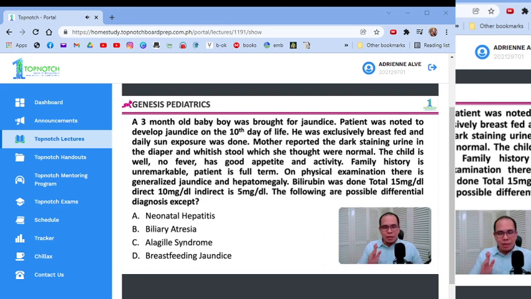And how will you know if the direct is elevated? I will have a slide to show you that. So what are your possible differential diagnoses? The following are possible differential diagnoses except, so it's of course your breastfeeding jaundice because it's physiologic, and we've all established that this is pathologic jaundice. This is probably cholestatic. Meron kang cholestasis.